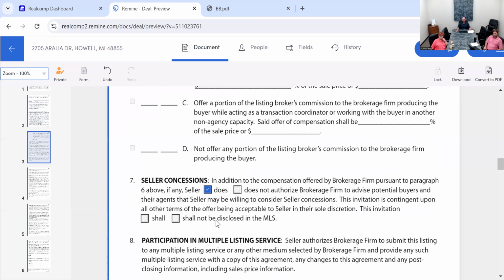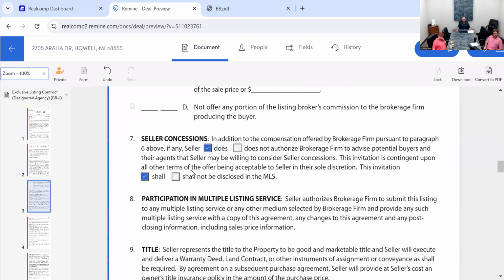This invitation is contingent upon other terms being acceptable still. And this invitation shall or shall not be disclosed in the MLS. So in reality though, because Real Comp is going the route of other MLSs and is going to have that pre-sale concessions field built into their forms, that's where this can get into being part of the listing contract. What's strange is it doesn't say an amount in this section, whereas if you do the pre-sale concessions, you're actually supposed to provide the amount.